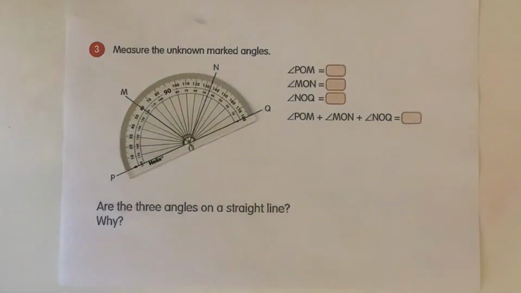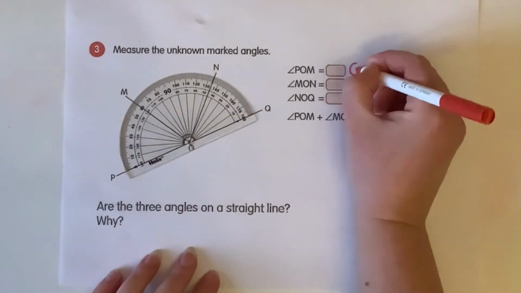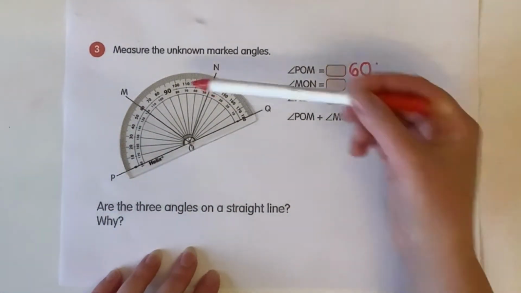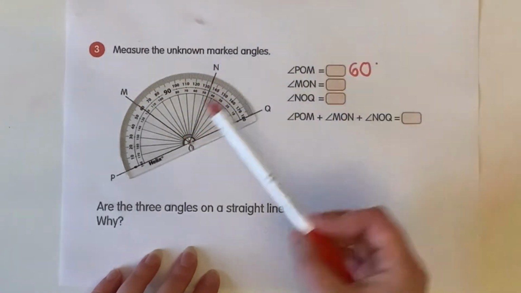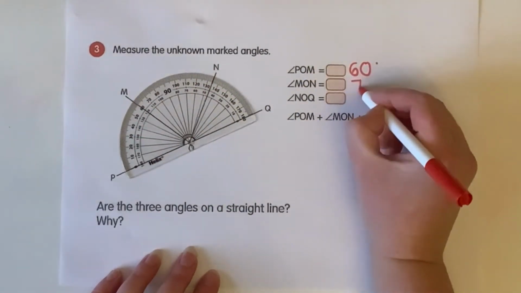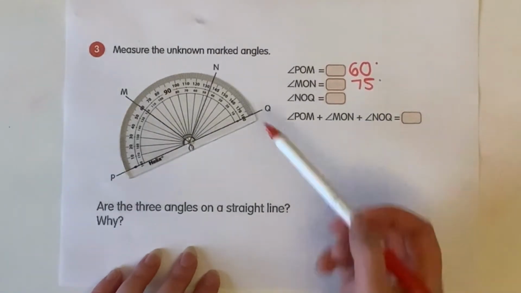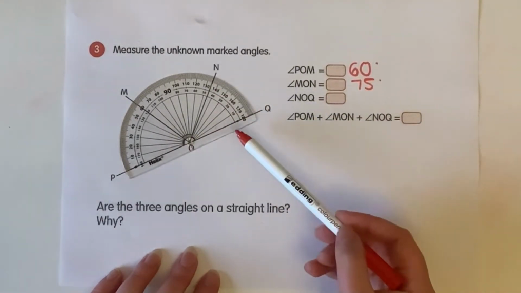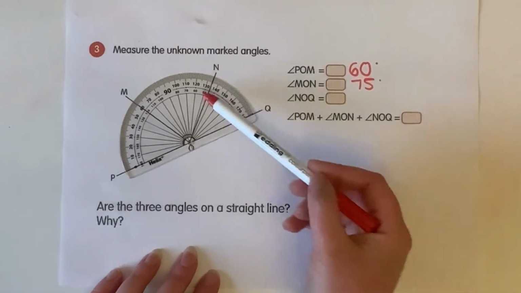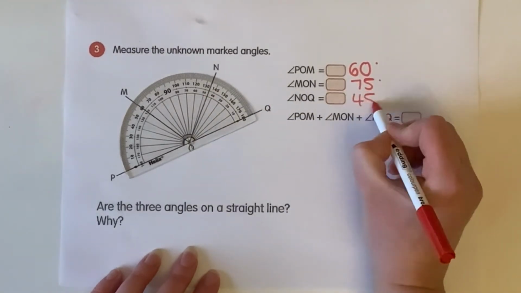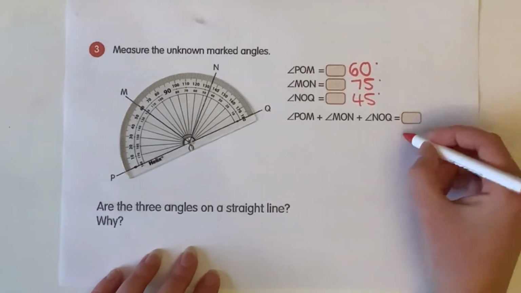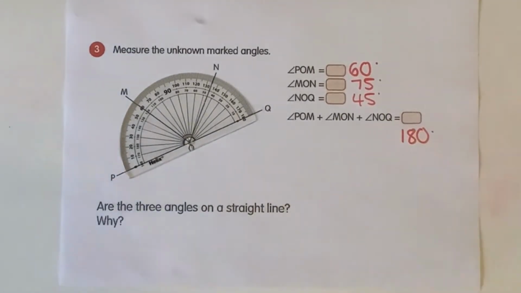Okay, so angle POM measures 60 degrees. Angle MON, once I've worked out the difference, measures 75 degrees. And then NOQ, once again using my inner scale this time, equals 45 degrees. And when I add those values together, I get 180 degrees. So are the three angles on a straight line? Yes, they are, because the sum of them is 180 degrees.